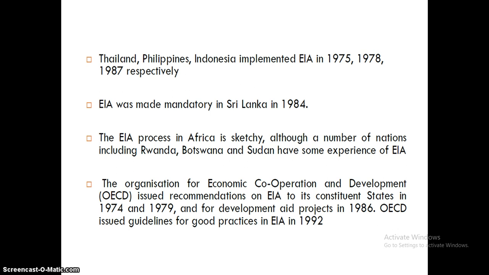of EIA. The Organization for Economic Cooperation and Development issued recommendations on EIA to its constituent states in 1974 and 1979 and for development aid projects in 1986. OECD issued guidelines for good practices in EIA in 1992.